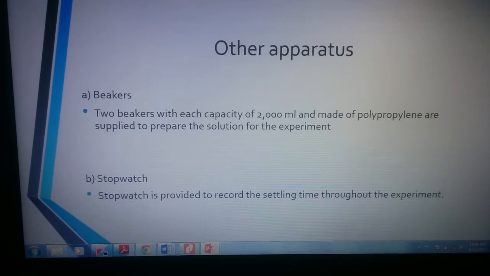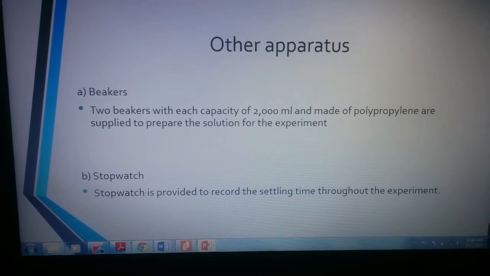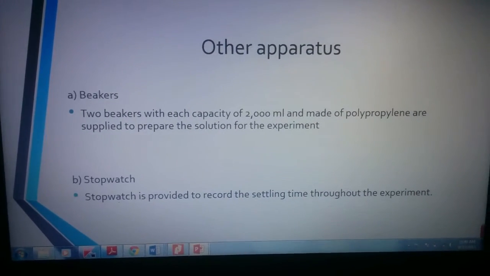So that's about it for the presentation. I'll move on to the next part. We will be looking at the operation description, which is basically 3 simple things. Firstly, filling up the cylinder. The solution is prepared in another beaker and just poured into the cylinder.